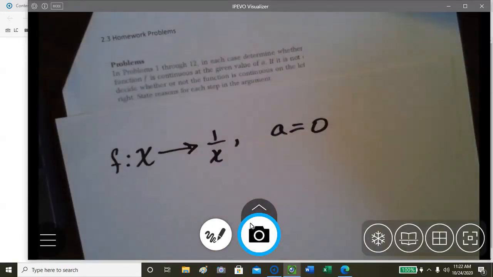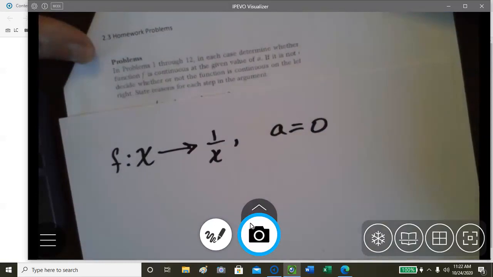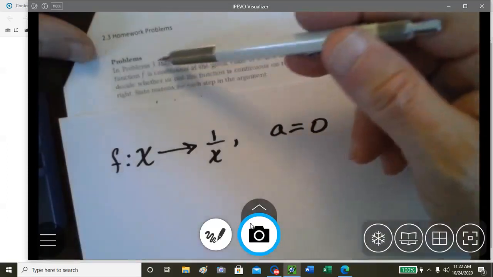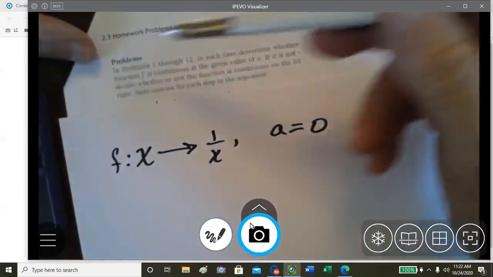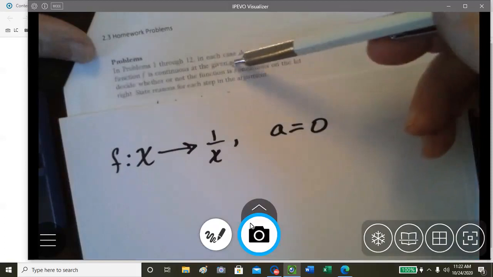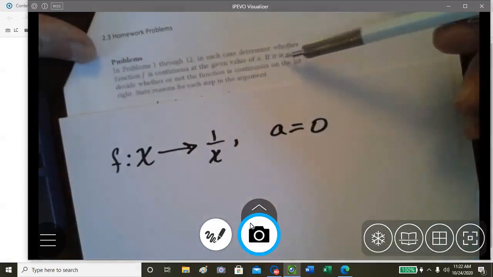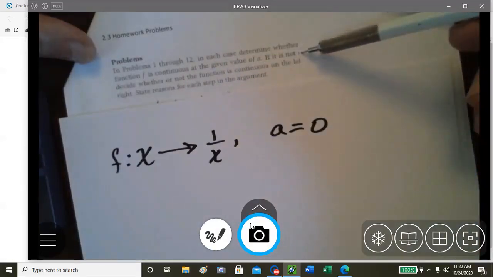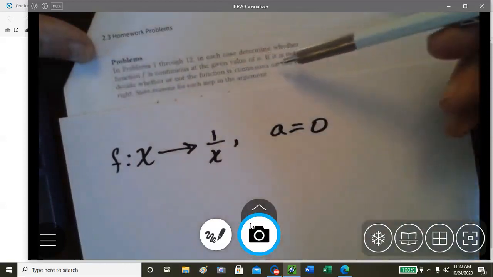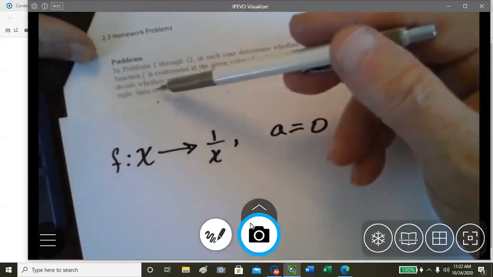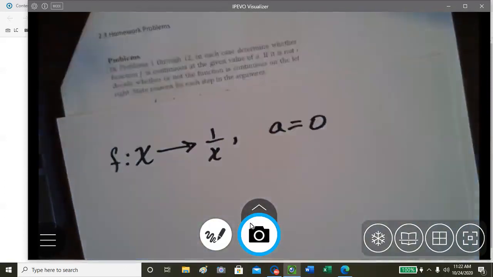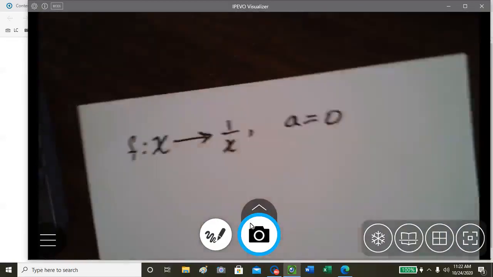Okay, this is a continuation in videos for homework problems 2.3. So we're looking at problems 1 through 12, and each asks us to determine whether the function f is continuous at the given value of a. If it is not, decide whether or not the function is continuous on the left or the right. State the reasons for each step in the argument.